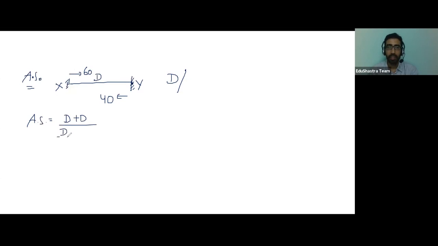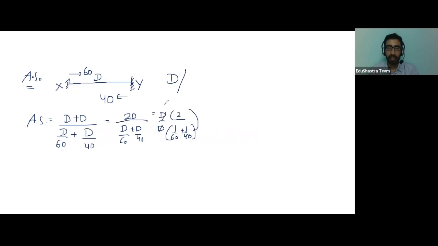Time is distance d by speed 60, and from y to x distance d by speed 40. Clearly d is going to cancel out. You have 2d upon d by 60 plus d by 40. D is going to cancel out. You'll be left with d into 2 in the numerator and d into 1 by 60 plus 1 by 40 in the denominator. And this d cancels out.